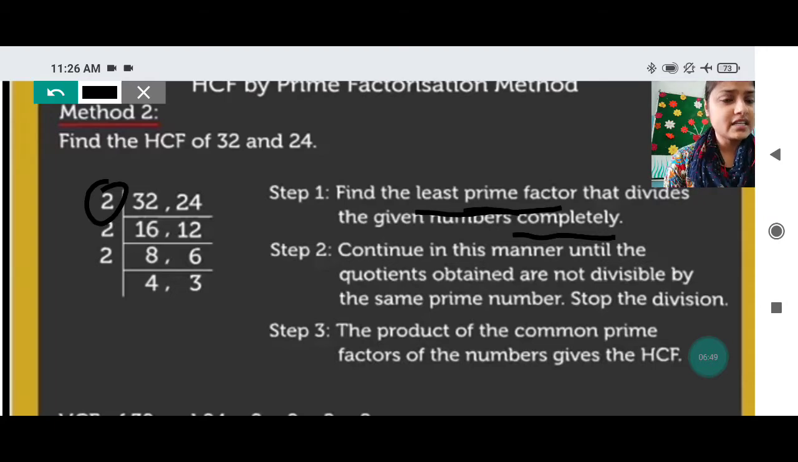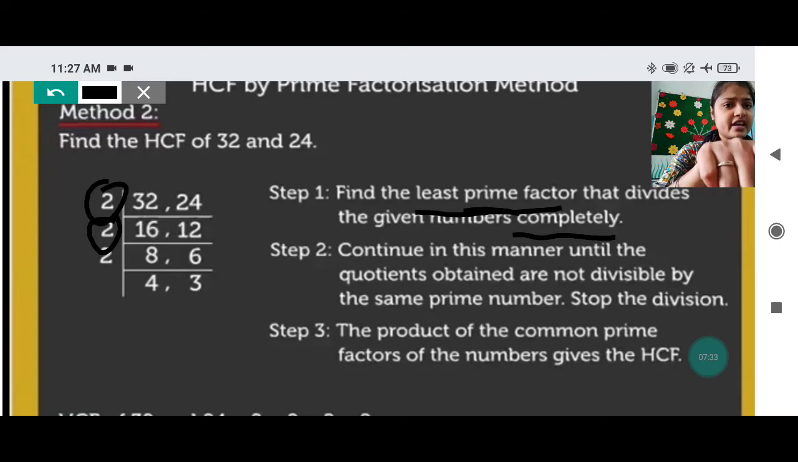Now, the second step. Continue in this manner until the quotients obtained are not divisible by the same prime number. Stop the division. In simple terms, you should get the quotient as 1, or get numbers which are not divisible by a common number. Like, again I will divide 16 and 12 by 2. When I divide 16 by 2, I get 8, and when I divide 12 by 2, I get 6.